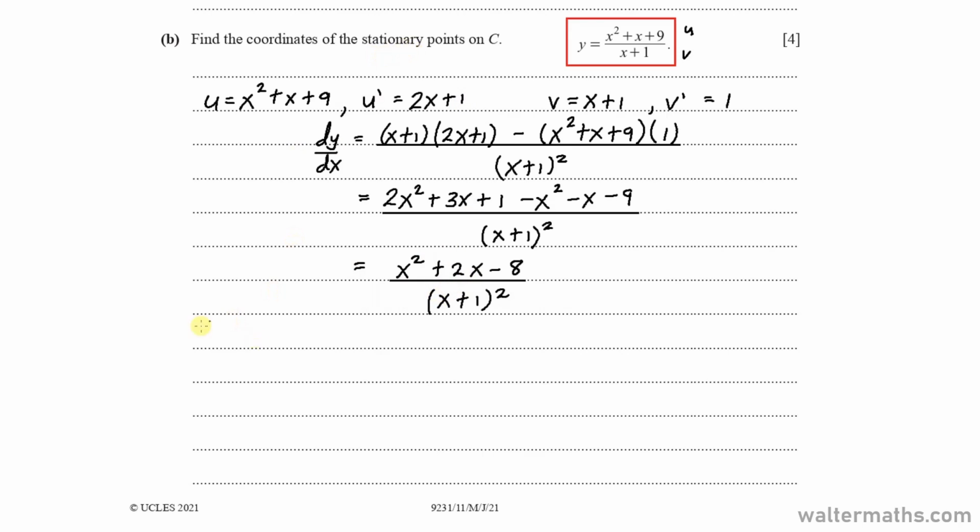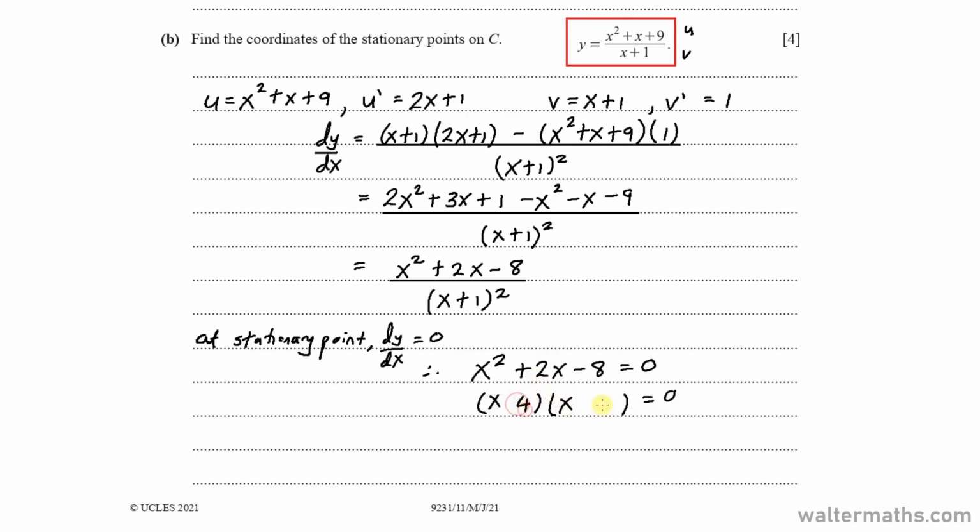Now, since it's a stationary point, we know that at a stationary point, dy by dx is equal to 0. So therefore, we are going to equate this expression to 0. And if we do, we will multiply both sides by x plus 1 squared. And we will eventually get x squared plus 2x minus 8 being equal to 0. Now, by factorization, we have x here and we have x here. We should have 4 and 2, and this should be plus and this should be minus. So therefore, the values of x are minus 4 and 2.